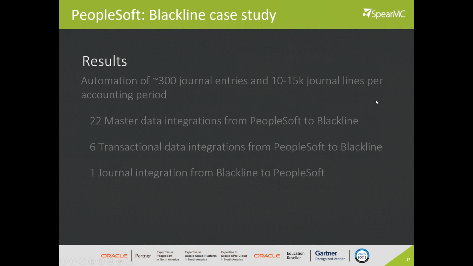We had the one journal entry integration. So as Blackline became a subsystem, we sent journals from Blackline to PeopleSoft. And then we had a real-time journal acknowledgement from PeopleSoft back to Blackline. When a journal was posted, it would send a message to Blackline. It would include the journal entry, some other key fields, and data to tie that transaction back to the source. So a total of 30 integrations went live.